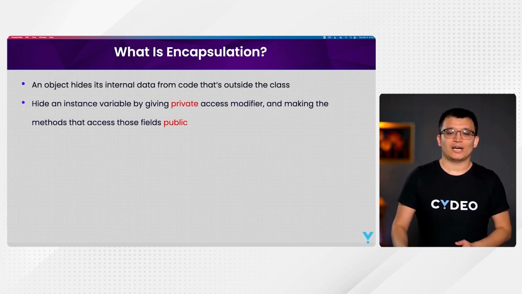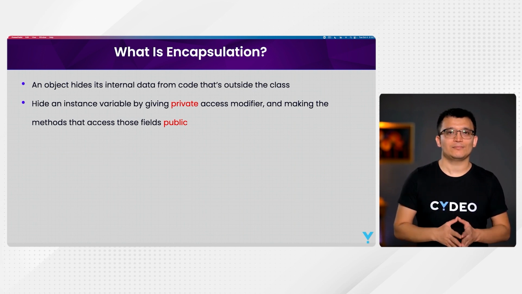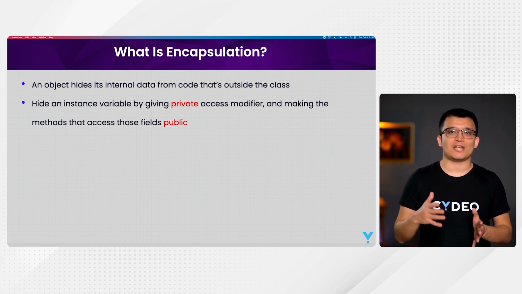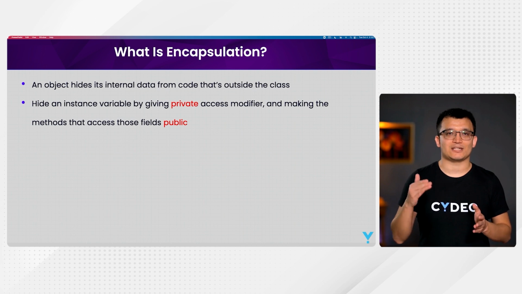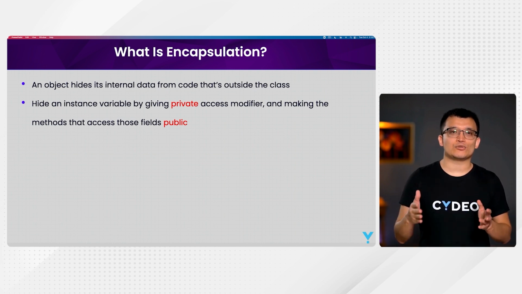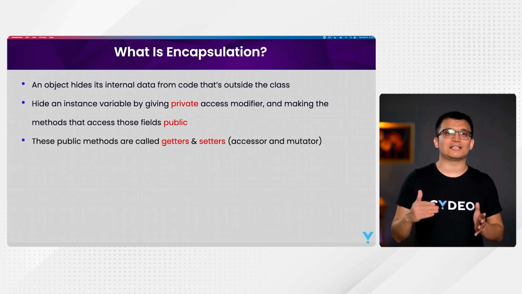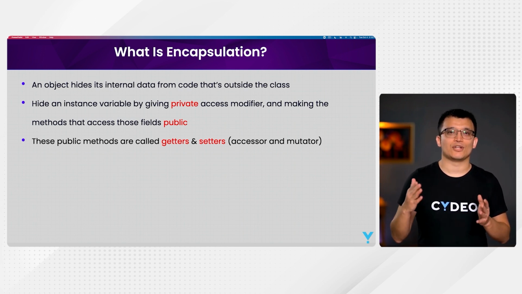An object can hide its data by making the instance variables private. Once the instance variables of the object are private, that means outside the class they cannot be accessed directly. In order to use that private data outside the class, we need public methods that can help us read and write the private data that the object has. Those methods are known as getters and setters, or accessor and mutator.